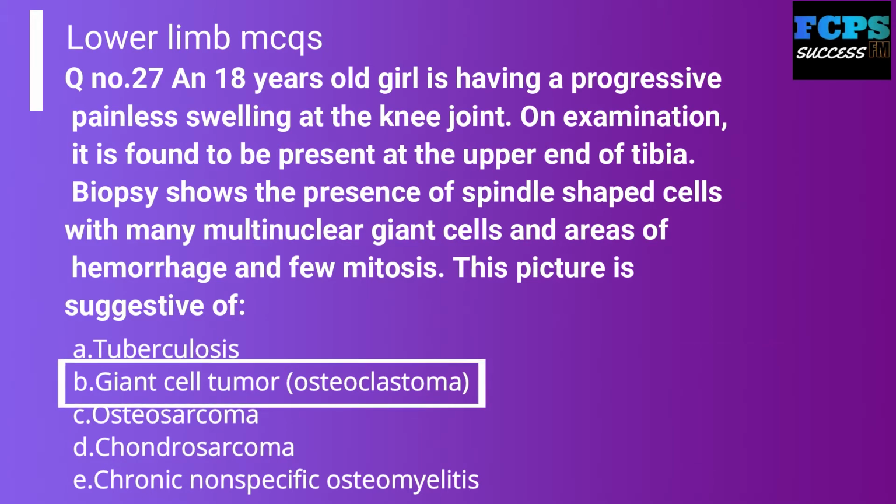So the correct answer in this scenario is option B, that is giant cell tumor or osteoclastoma. Spindle-shaped cells are usually found in the giant cell tumors of the tibia.